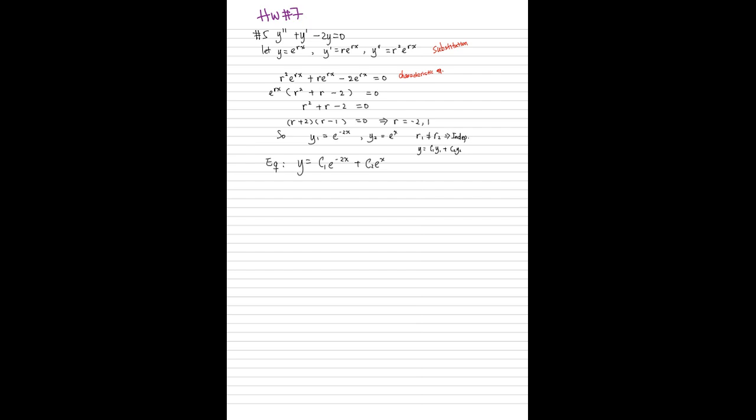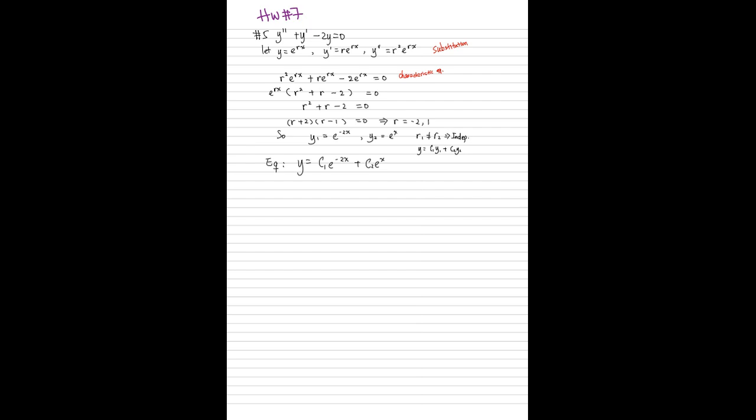So I plugged into the equation, so it becomes r squared e to the rx plus r times e to the rx minus 2e to the rx equals 0. And then factor out a common variable, e to the rx times r squared plus r minus 2 equals 0. So I can factor out also the r squared plus r minus 2 equal to r plus 2 times r minus 1 equal to 0. So I can get r is equal to -2 and r is equal to 1.